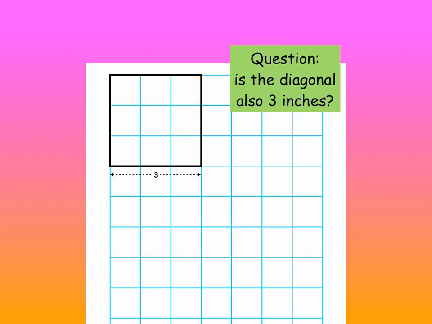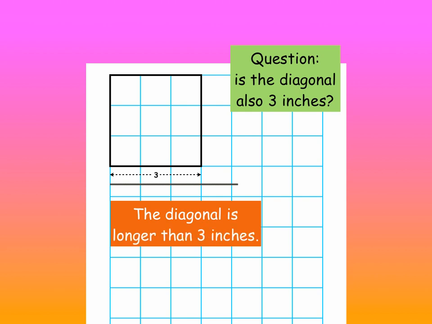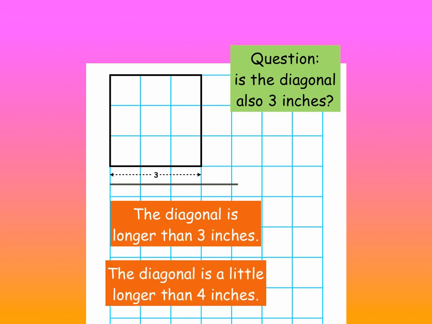What do you think? Is the diagonal also 3 inches? It goes from corner to corner. No, the diagonal is longer than 3 inches. In fact, it's a little longer than 4 inches.